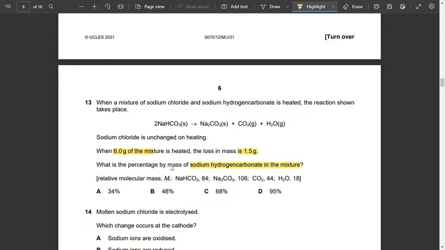6 grams of mixture is heated and 1.5 grams is already lost, which means we subtract 6 minus 1.5, and the answer is 4.5. So we have 4.5 grams left with us, and using the moles and also the percentage formula, we can easily find out the percentage by mass. Using relative molecular formula, you can use the moles formula. So with all this, you can easily solve the question.